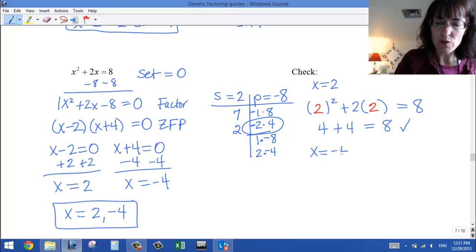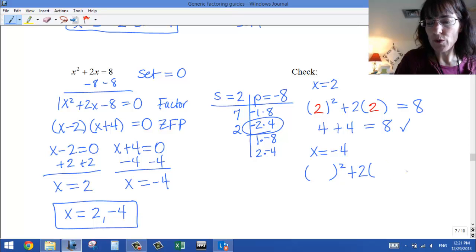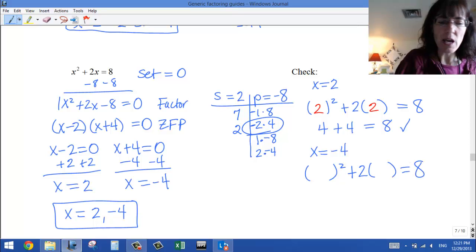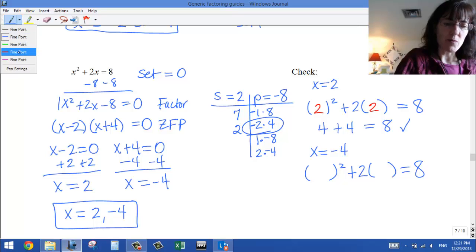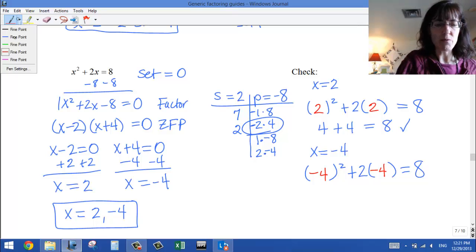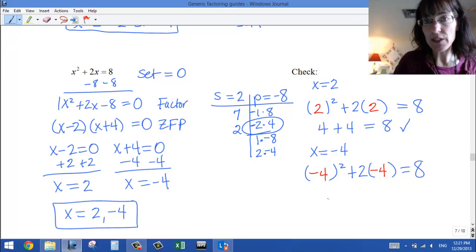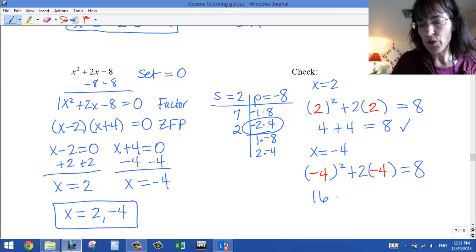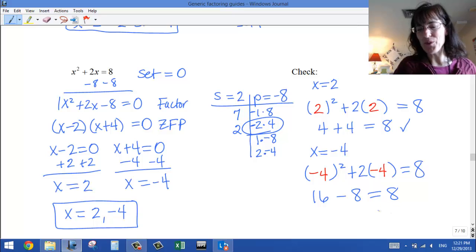X equals -4. So whatever I have squared plus 2 times x equals 8. And then I'm filling in with my -4. Remember, -4 times -4 is going to give me a positive 16. And then 2 times -4 will give me -8. And does that equal 8? Yes, it does. So that answer checked out as well.